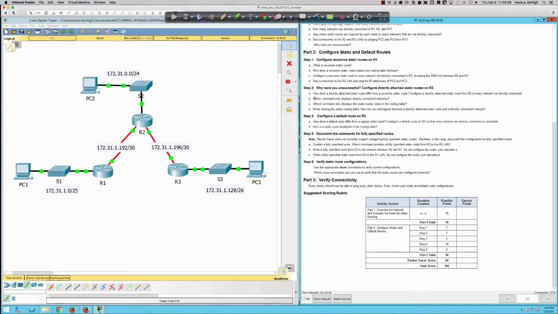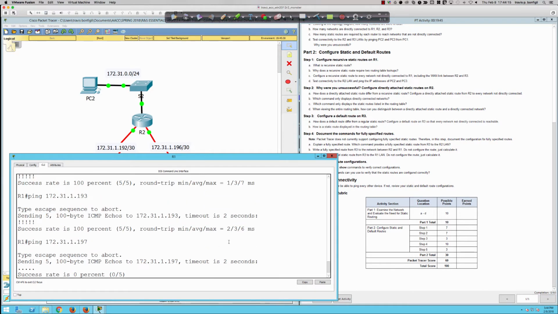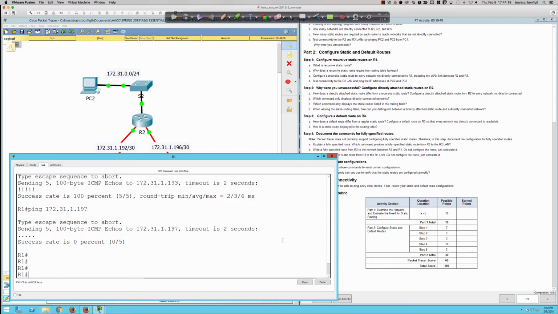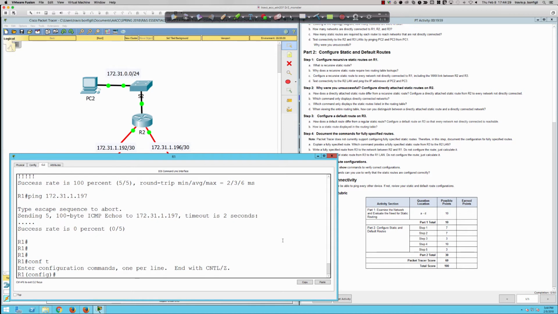So let's do this. So where are we at? Recursive static route. A recursive static route is a route in the routing table that has to do 2 lookups. And here's how you create a recursive static route. If you're thinking that recursive sounds bad, it does, because it forces the router to do 2 lookups. So we're going to do configure terminal, or conf t, to get into global config mode.